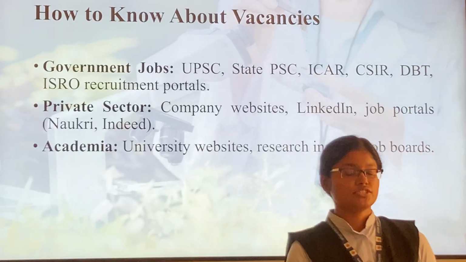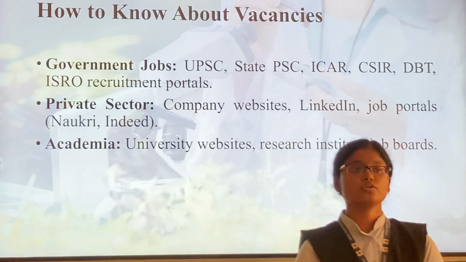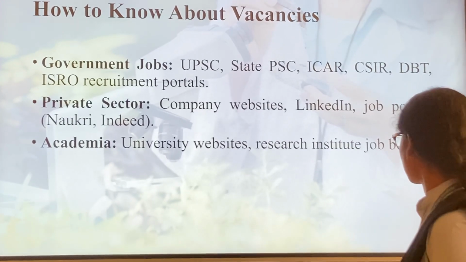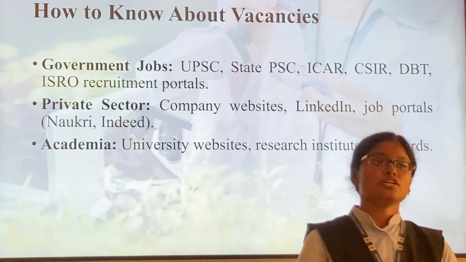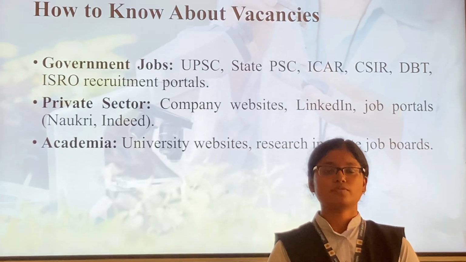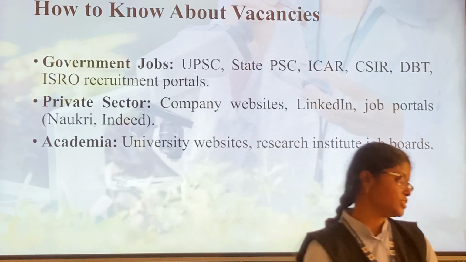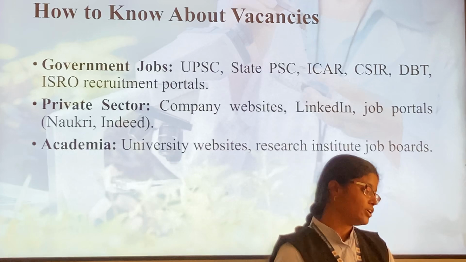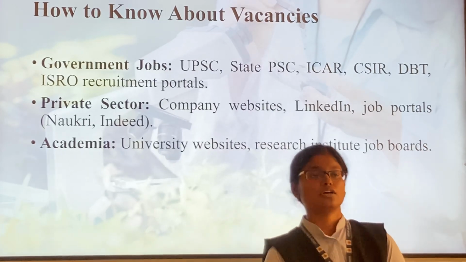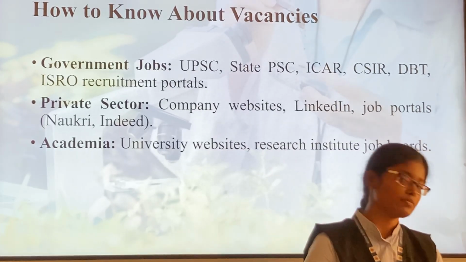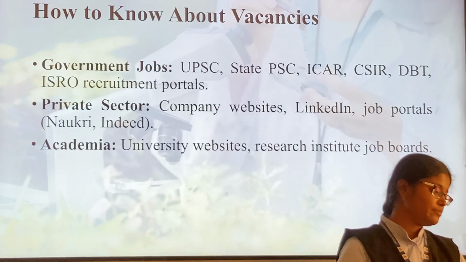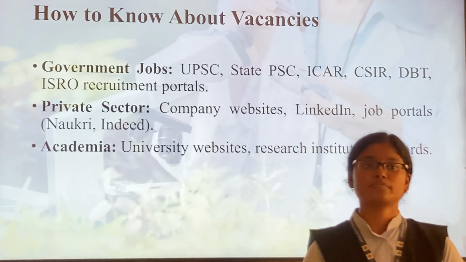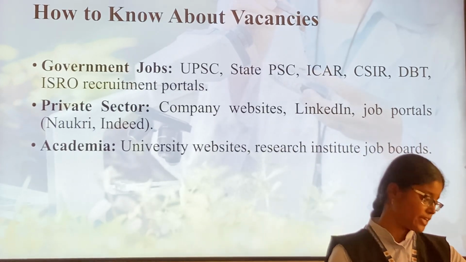How to know about vacancies? For government jobs, you can check websites like the UPSC website, state PSC website, ICAR, DBT or state agricultural department websites, where you can know about vacancies for plant biologists. Then the private sector, like company websites, LinkedIn, Naukri, Indeed. These websites also provide information about vacancies. Then academia, like university websites, where you can find assistant professor positions on academic websites.